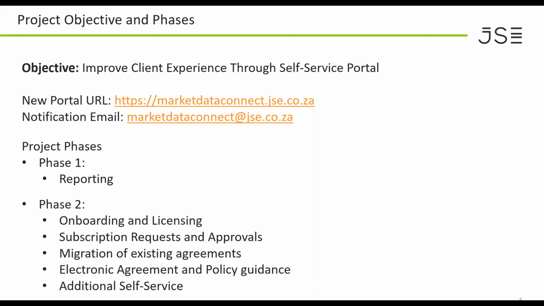Then phase two is where we start to take processes that today are offline and bring them online. And so that's where we get the real benefit. Once we get into phase two, now the goal is self-service, not just for your reporting, but for all aspects of your market data interaction with the JSE, in terms of managing your users, managing contacts, managing your agreements, signing up for new services, managing approvals and requests. That's where we're going to start seeing things that are today offline processes brought online, so that everything is there for you in one place.